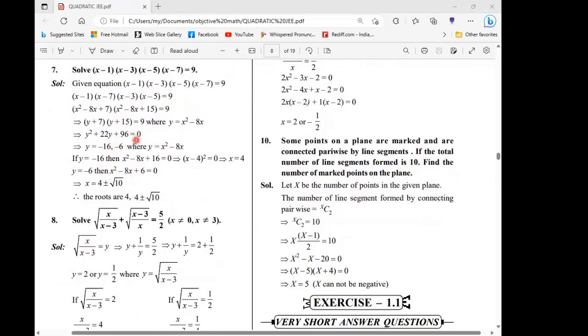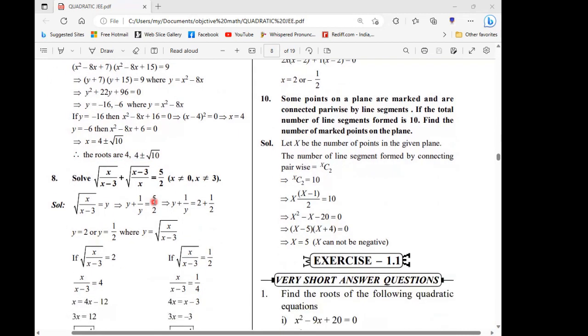Now if you do factorizing, you have the roots minus 16 and minus 6. And we already know that y was not just y, it was x square minus 8x. Now again replace this y with x square minus 8x and solve, equate it to minus 16 one time and minus 6 another time and solve for the solution. We will get the roots like this. Understood?